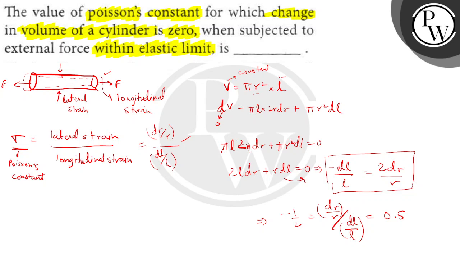Now since the radius is going inward, the dr by r is going to have a negative sign, which is going to cancel out with this minus 1 by 2. So we have a 0.5 over here. So the Poisson's constant is going to be equal to 0.5. Okay, बच्चों? So the answer for this question is going to be 0.5. I hope you've understood the solution. Thank you very much.